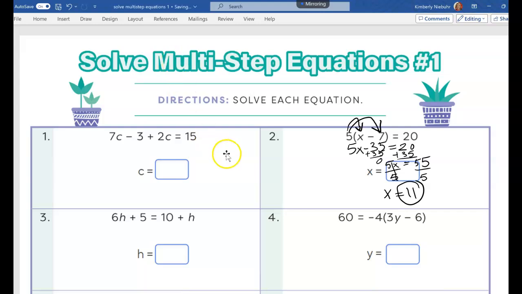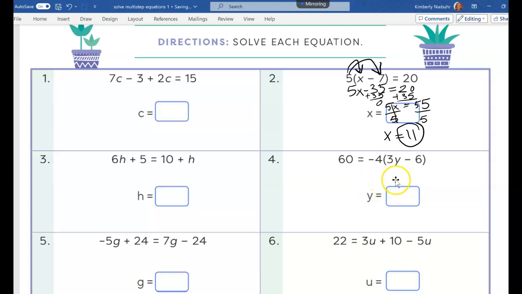All right, where's another? Oh, here's another one. We have to do the distributive property first. So negative 4 times 3y, negative 4 times negative 6. That's what we're going to put in the calculator anyway. Negative 4 times 3y gives us negative 12y. And then negative 4 times negative 6. 6 times 4 is 24. Negative times negative is a positive. So positive 24. And don't forget, we have 60 over here.